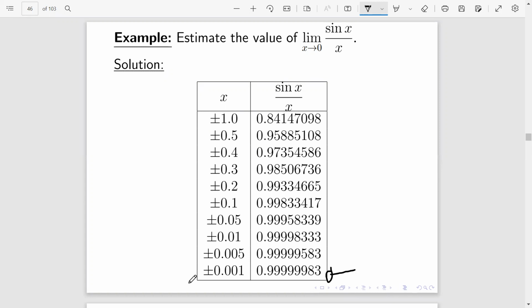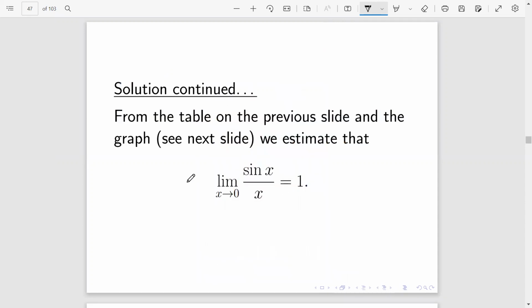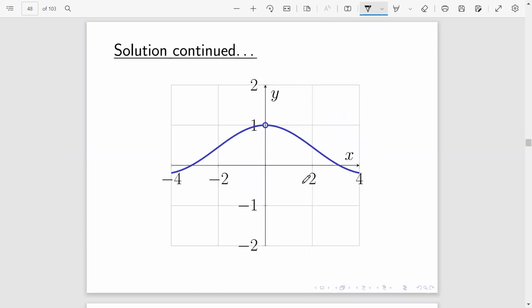The function is not defined when x is 0. But when we look at these x values approaching 0, coming from the right, also coming from the left, we get these y values increasing and also approaching 1. And for that, we can say that the limit of sine x over x as x approaches 0 is equal to 1, because of our calculation in the previous slide.